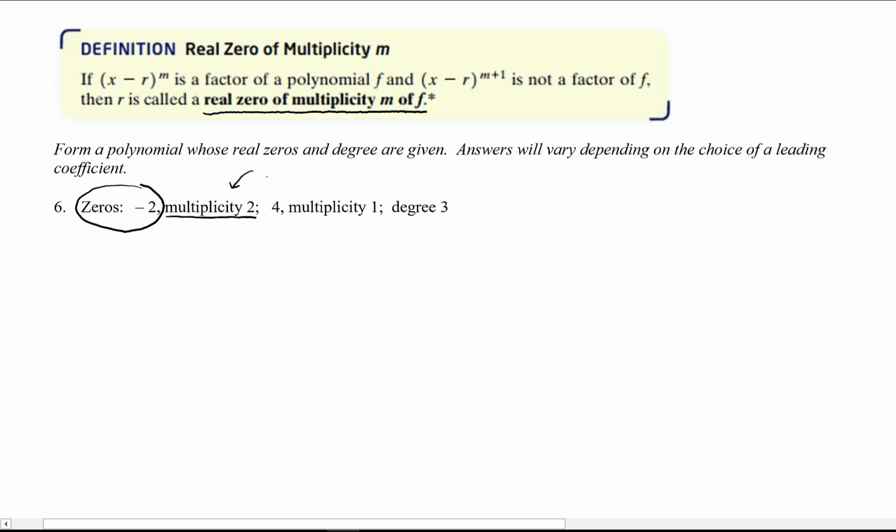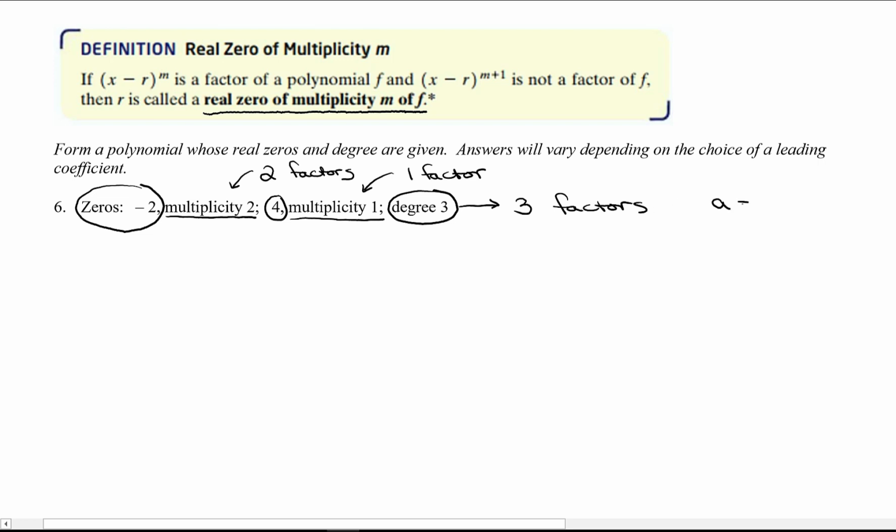When it says multiplicity 2, it basically means we have 2 factors pertaining to that zero. And 4 with multiplicity 1 means we have just 1 factor pertaining to that zero of 4. And degree 3? Ultimately 3 factors that are going to make up this polynomial function. So let's start writing this. a is going to equal 1. That represents my leading coefficient. That's the easiest one to choose, so that's what I'm going to substitute for my a part.